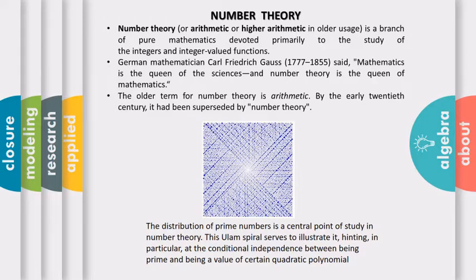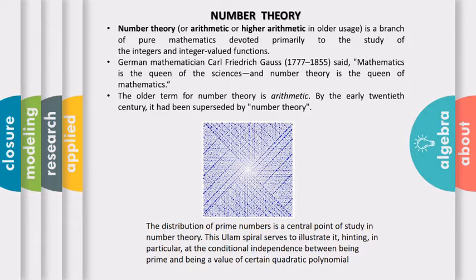The older term for number theory is arithmetic. By the early 20th century, it had been supplanted by the term number theory. Number theory has its own importance, because without number theory we cannot assume mathematics. That is why it is called the queen of mathematics, and it has very big use, like in determining the properties of prime numbers, in determining the properties of whole numbers, in determining some of the series. All those things come under this number theory part.